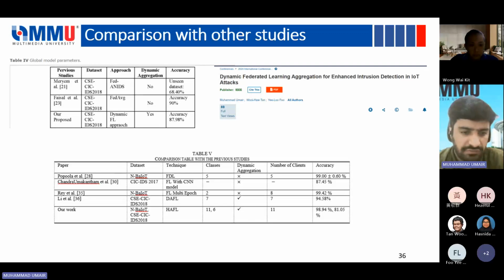In our proposed work, we achieved an accuracy of 98.94% overall, which is comparatively good compared with the others. For the CSC dataset, we achieved an accuracy of 81.05%, which is still lower, mainly because the pre-processing techniques that we used were kept common for both of these datasets.